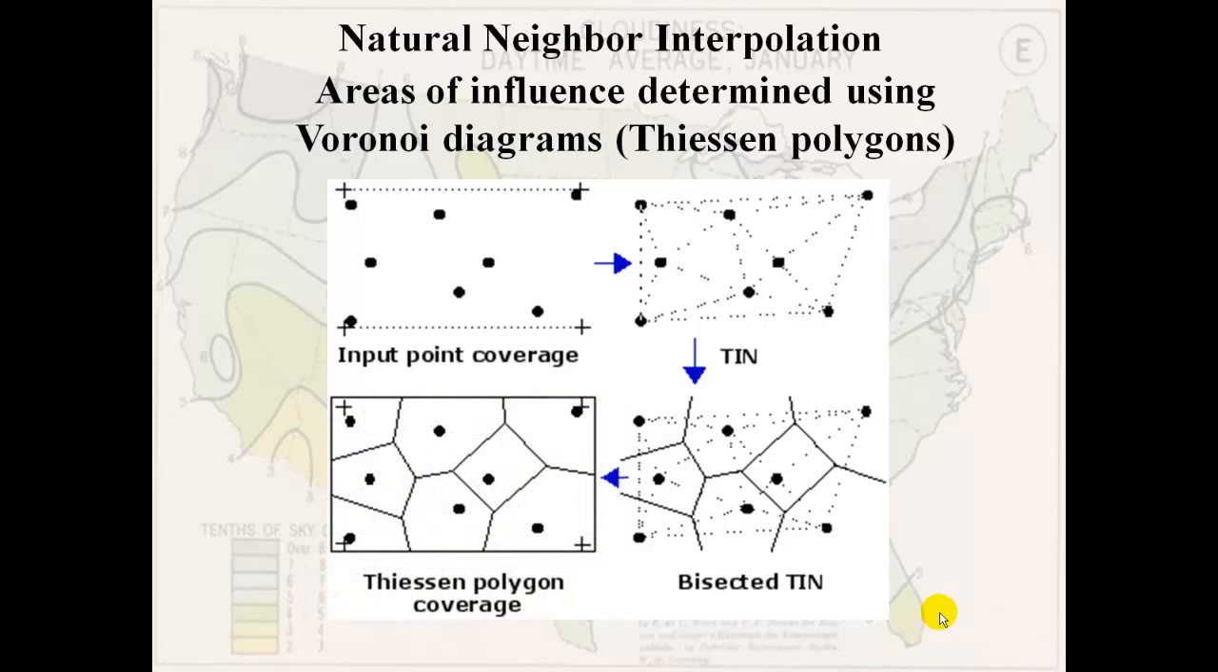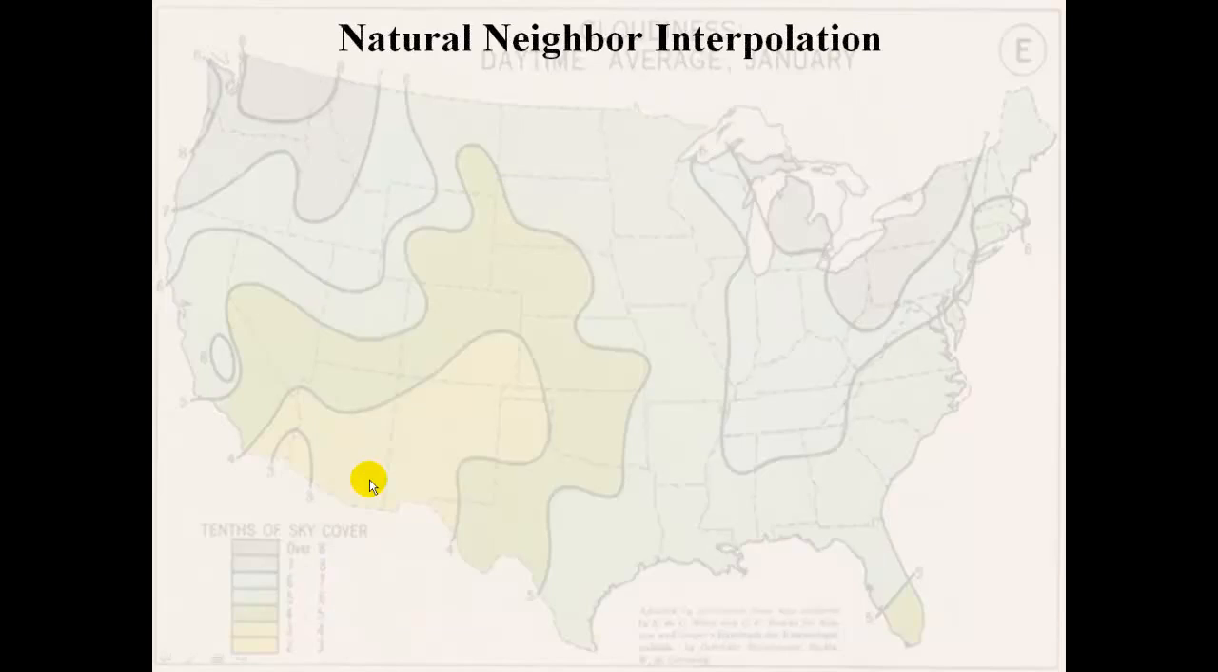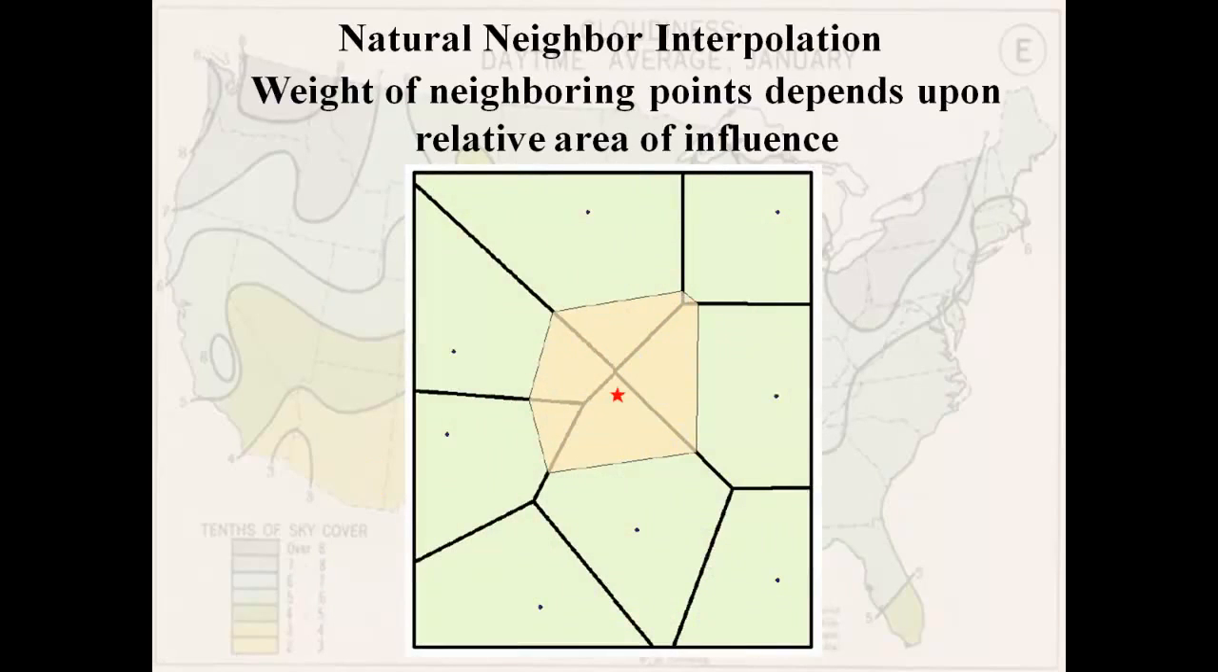Okay, once you have this Thiessen polygon coverage, you can see that you have areas. So now we have points, but we have areas of influence where anything inside here is influenced more by this than any other point. So once you've made these Thiessen polygons for all your input points, you make a new Thiessen polygon for your unknown point, the point you're trying to interpolate for. So that's what this represents here. This is your unknown point.